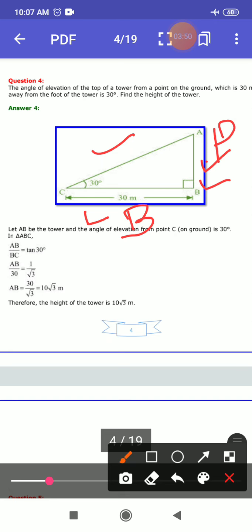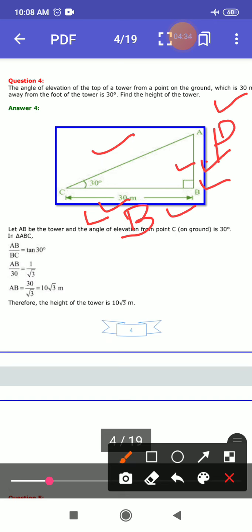So this is the base. What is the relation between the perpendicular and the base that you have to find? The relation of the perpendicular and base is this. Clear? Tan theta is equal to perpendicular upon base. This is your perpendicular, and this is your base BC. So AB upon BC. Now you have to put the value of AB. AB is not given, you have to find it, so you only write AB, and then put the value of BC. BC is 30, so you put 30 here.